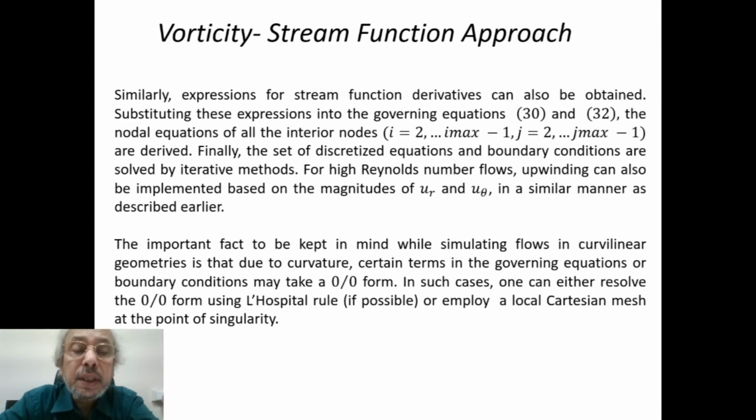Here it will be the same, only the quantities are Vr, V theta and psi in cylindrical polar coordinates, and omega in cylindrical polar coordinates. For high Reynolds number flows, upwinding can be implemented based on the magnitude of Vr and V theta in a similar manner as described earlier.